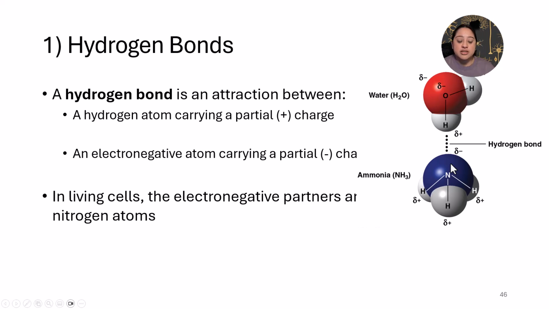In living cells, the electronegative partners are usually nitrogen or oxygen. Like this water molecule can actually hydrogen bond with another water molecule. A hydrogen will usually interact with the oxygen of a different one. But this is an example of something else.